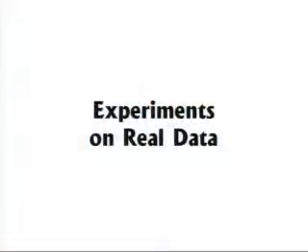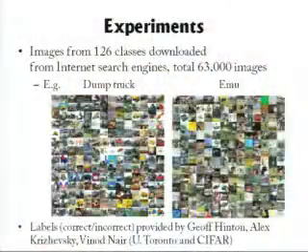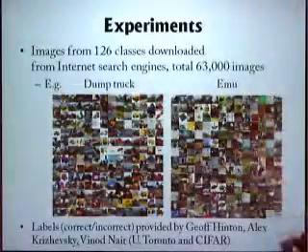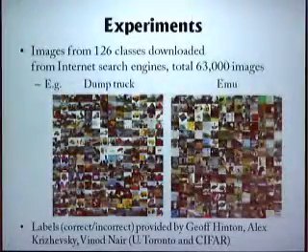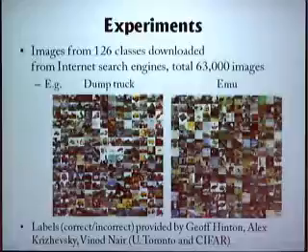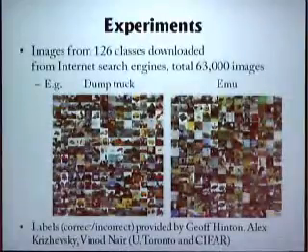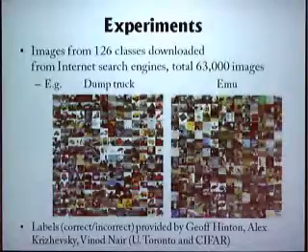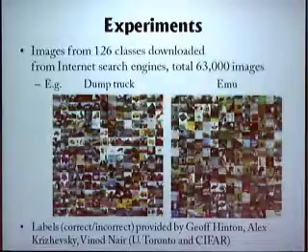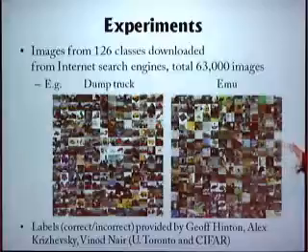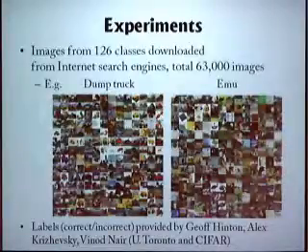Okay, so let's look at some real data. What we used here was some images we downloaded from the internet. In this case, there are 126 classes. We basically took different nouns, put them into search engines, and got back the images, a total of 63,000 images. And Jeff, Alex Krizhevsky and Vinod Nair at Toronto got people to label these. So we actually have ground truth labels, which lets us carefully assess the performance of our algorithm on them. CIFAR provided funds for the labeling.